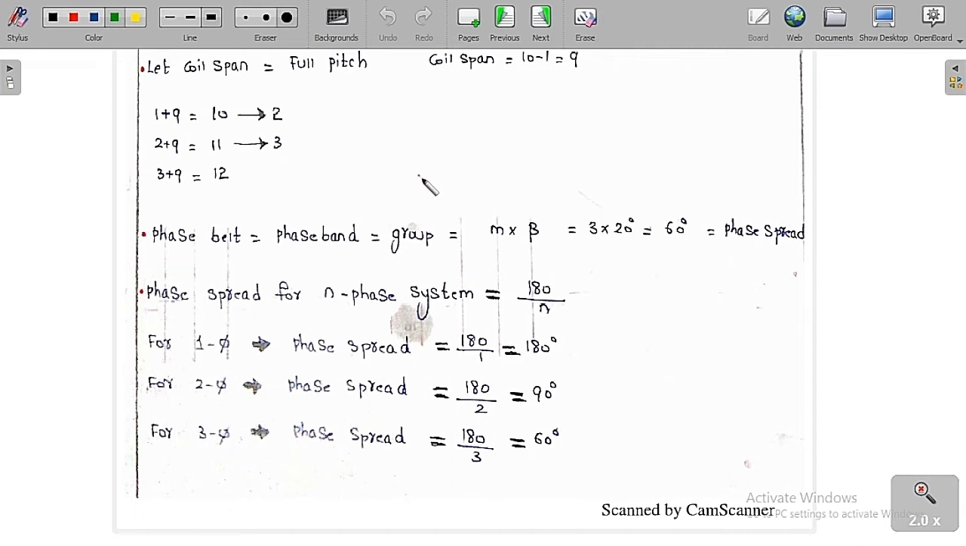So therefore 10 minus 1 is equal to 9. This is called the coil span. You can see clearly coil span is equal to full pitch, which is equal to full pole pitch. So therefore it is called the full pitch winding.